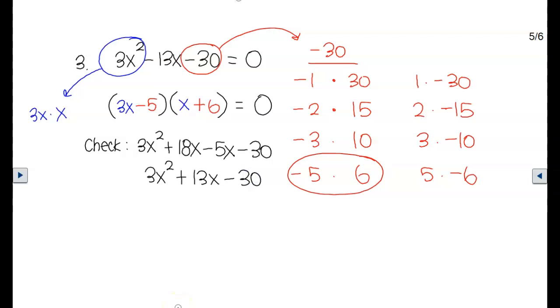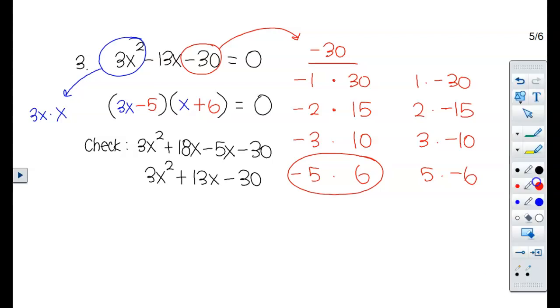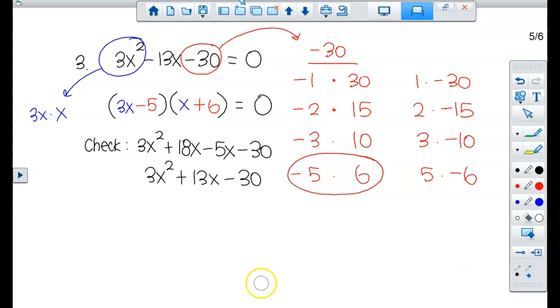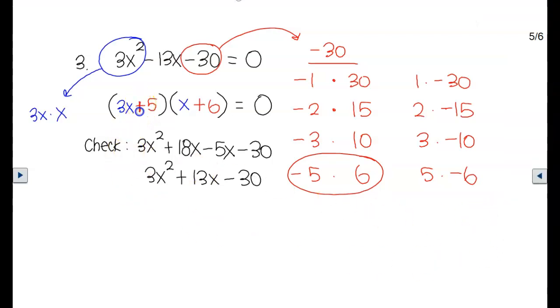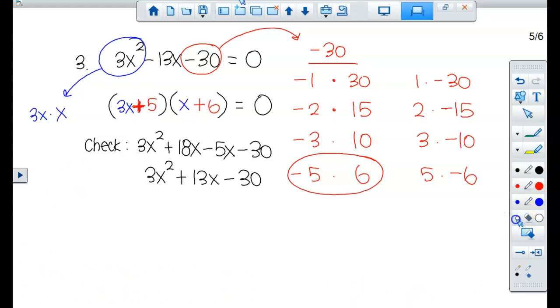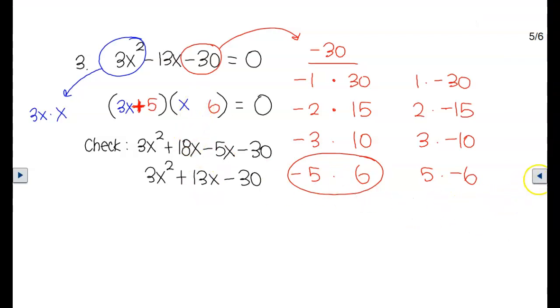I didn't get what I was supposed to get. I got my 3x squared. I got my negative 30, but I wanted negative 13x and I got positive 13x. What that tells me is that I have this thing almost right. I have the right numbers and I have them in the right places, but these signs are wrong. So that negative 5 needed to be a positive 5, and this positive 6 needs to be a negative 6. So instead of going with negative 5 and positive 6, I should have used positive 5 and negative 6.